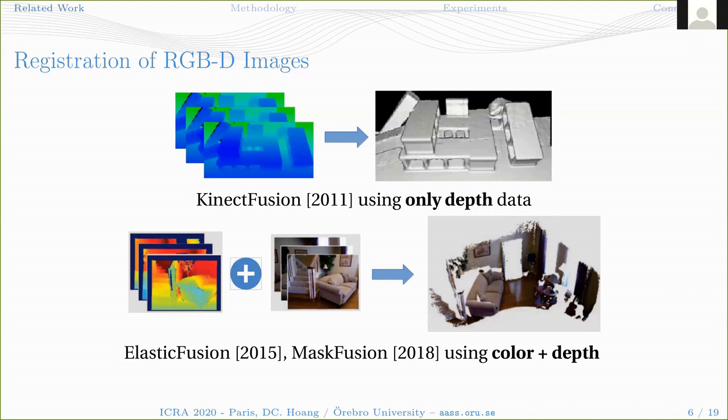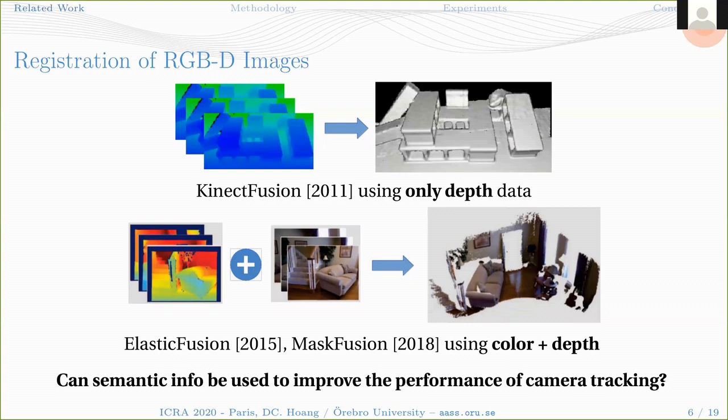Apart from color and depth information, now we have semantic info as well. So the question is, can semantic info be useful to improve the performance of camera tracking? And this is an interesting research question.